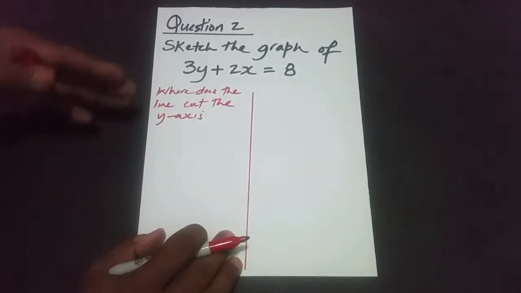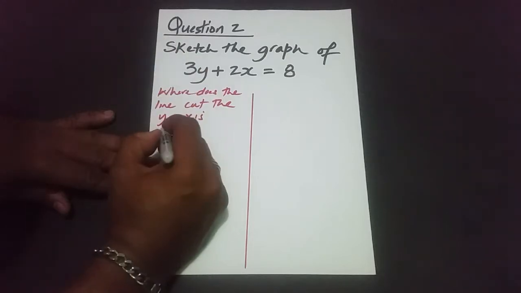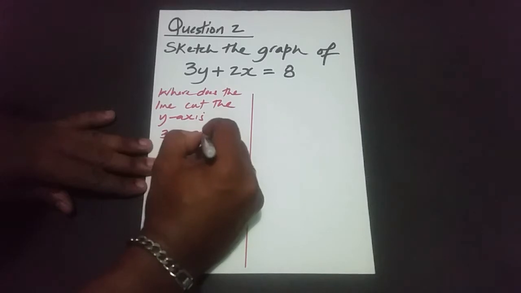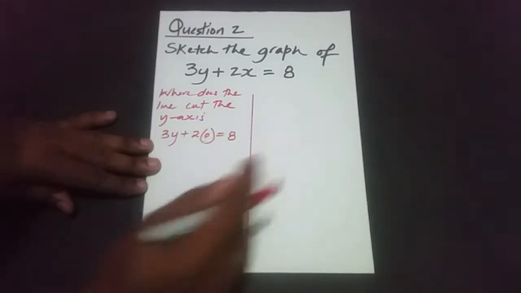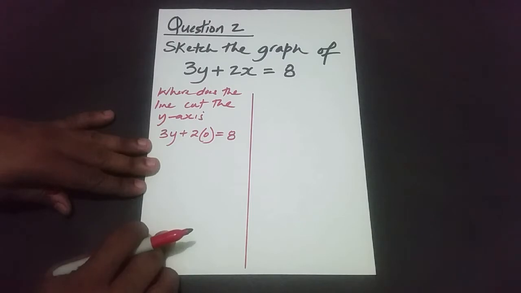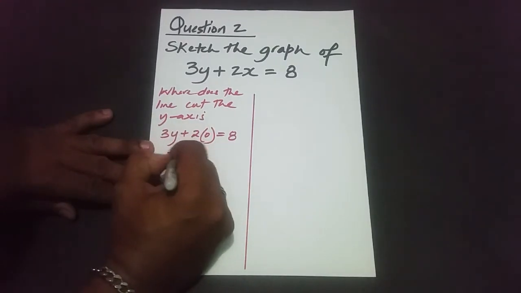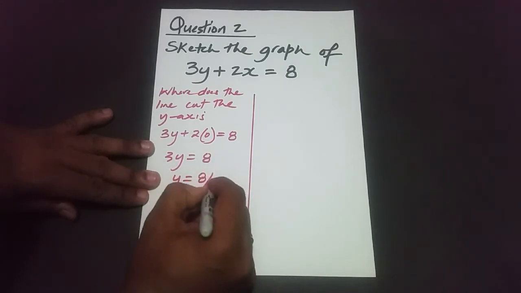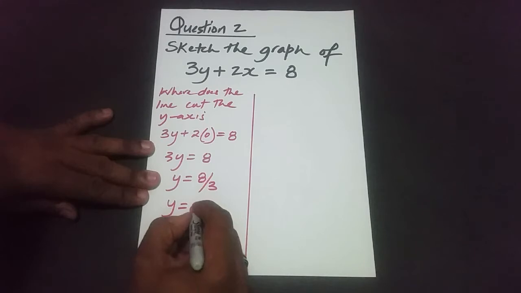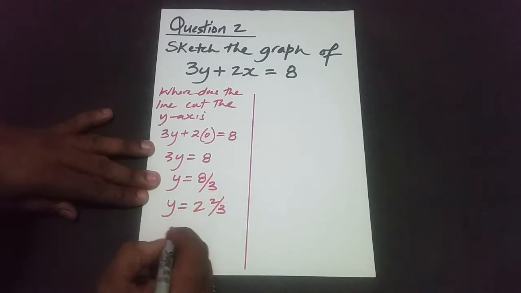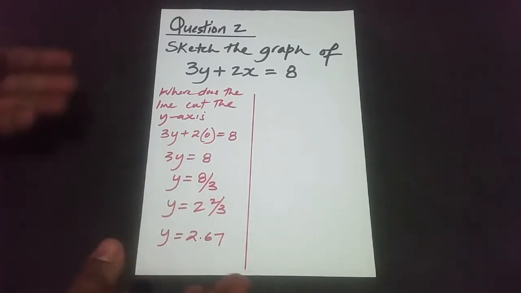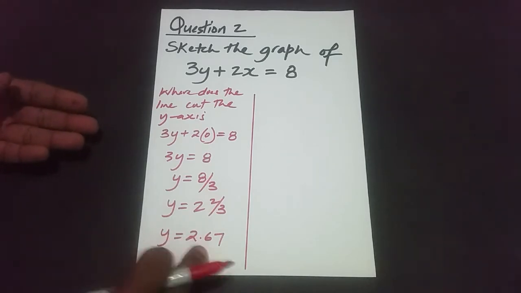Where does it cut the y-axis? And remember, when it cuts the y-axis, the value of x is 0. So I'm simply going to write the equation and insert 0 wherever x is, and solve for y, and that would tell me where the line cuts the y-axis. So this would be 3y equals 8, and then y would simply be equal to 8 divided by 3, and that's the same as 2 and 2/3, which as a decimal works out to be 2.67. So right away now I know where the line is going to cut the y-axis.